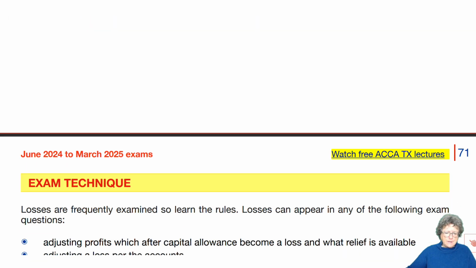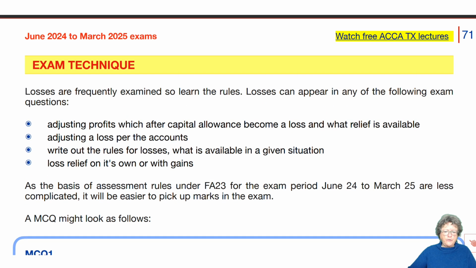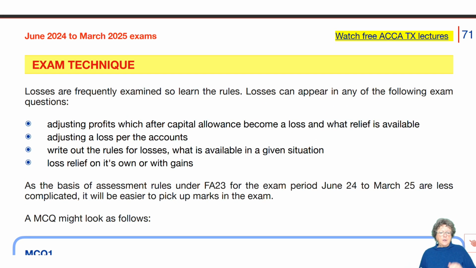Now, exam technique. Important section to this chapter. Losses are frequently examined because there are so many of them. We have opening years, first in, first out, 3 years, total income. Terminal loss, last in, first out, 3 years, total income. We have carry forward against profits from the same trade. We have current year and or previous year total income. Think about your allowances with the cap. And then we have extension into gains with the relevant amount and the maximum amount. So there are a lot of rules.